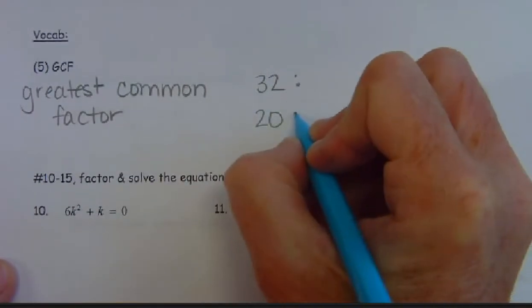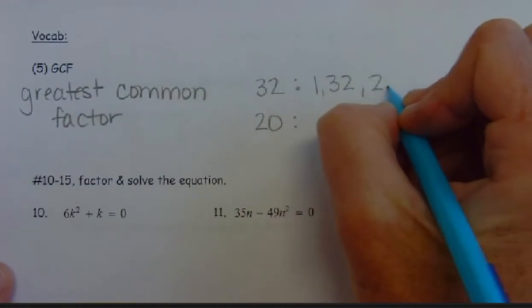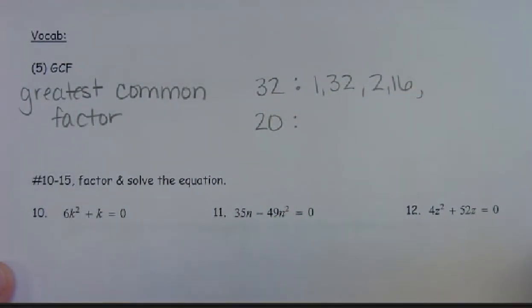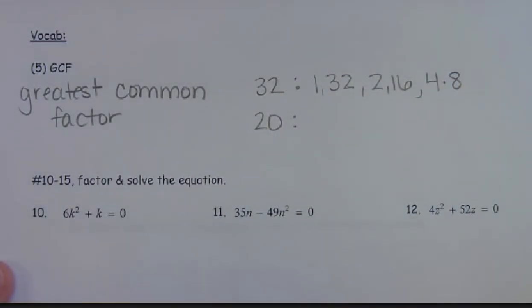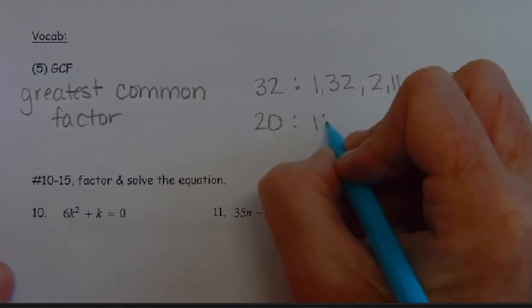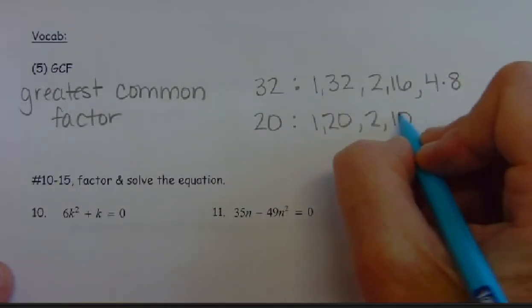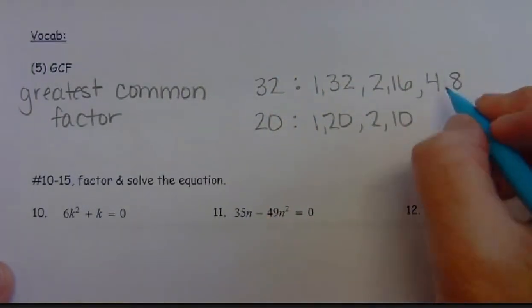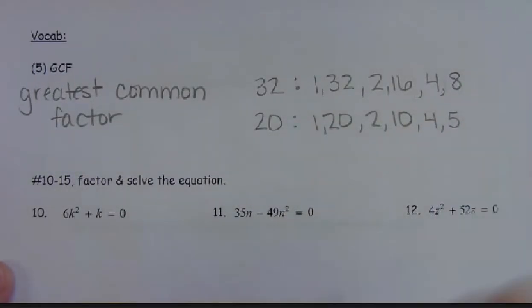If I listed all the factors of 32, 1 times 32, 2 times 16, 3 doesn't work, 4 times 8, 5, 6 doesn't work, 7. All right, so I got them all. If I listed all my factors of 20, I would have 1 and 20, 2 and 10. I would have 3 doesn't work, 4 times 5, and those are all my factors.